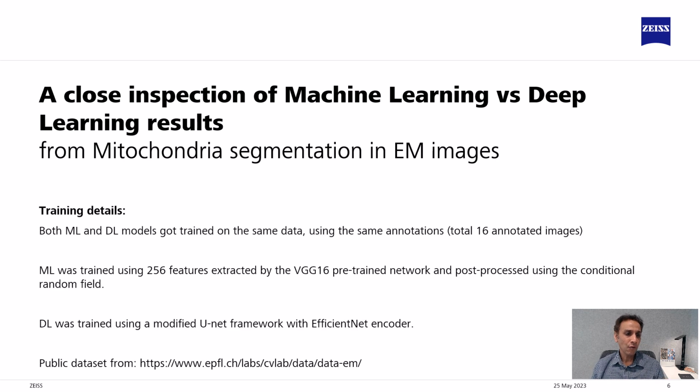A quick note on the training: both machine learning and deep learning models were trained on exactly the same data using the same annotations, and we have used 16 annotated images. The machine learning, of course, uses features and a classifier. In this case, the features were extracted using a VGG16 pre-trained network, and we used 256 features. Those features served as an input to a random forest classifier. Together, we have a conventional machine learning algorithm.